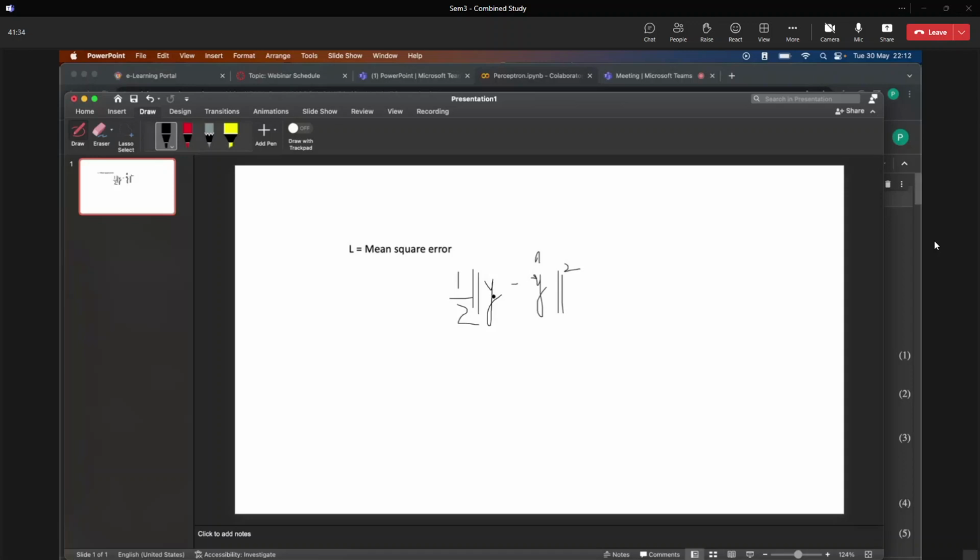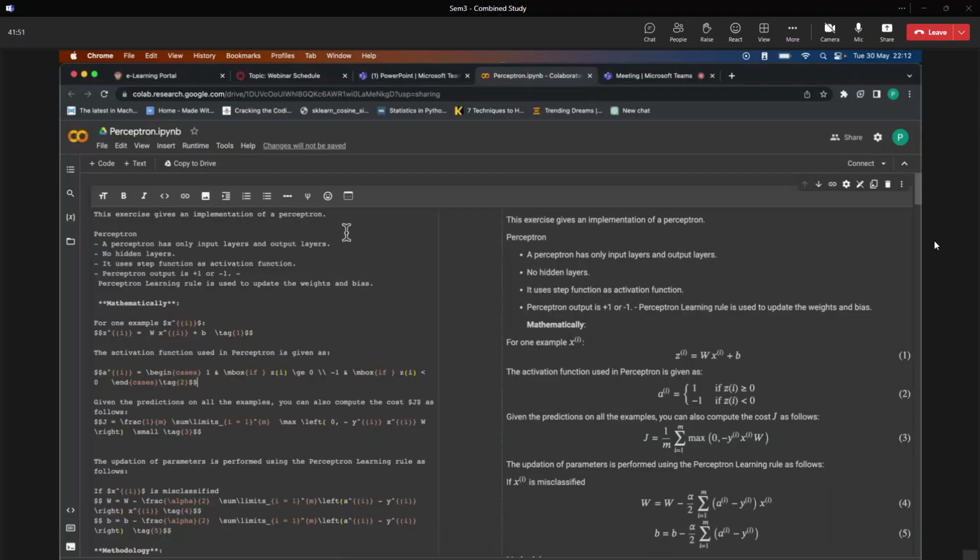Y is the actual value. Y hat is our predicted value, and it will always be different from the actual y, because it is the initial model when we are iterating through the weights. So y minus y hat, same as with perceptron.